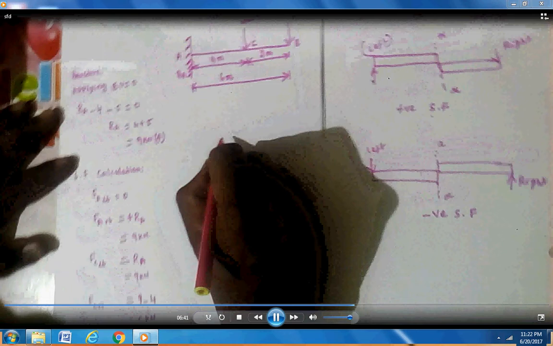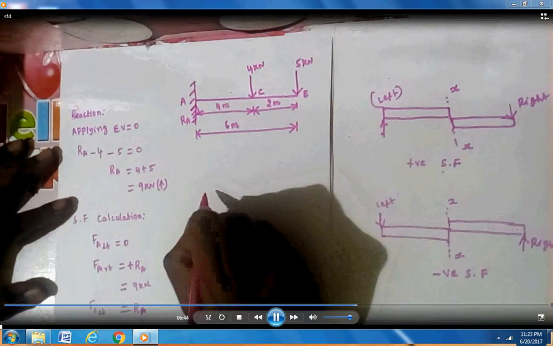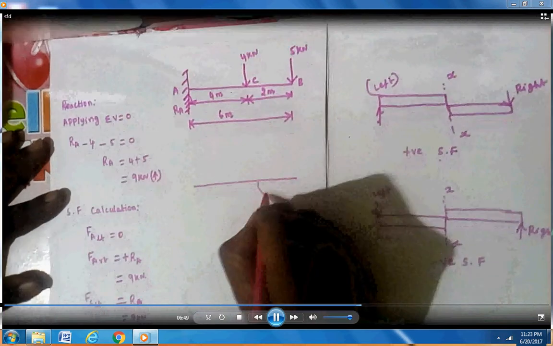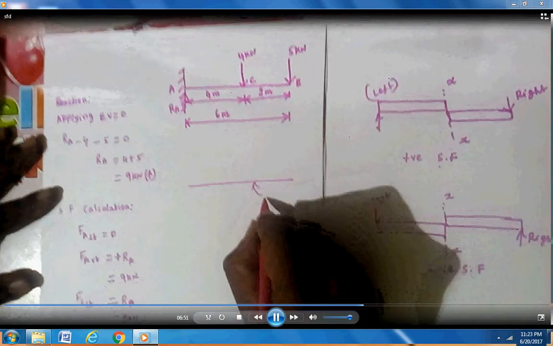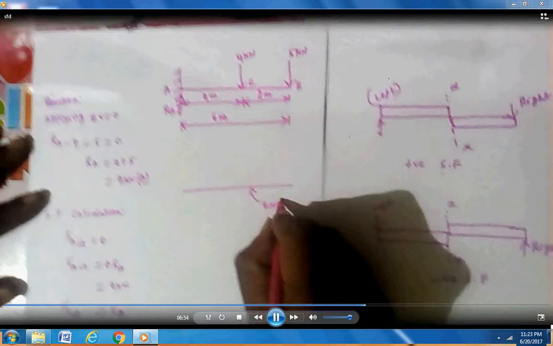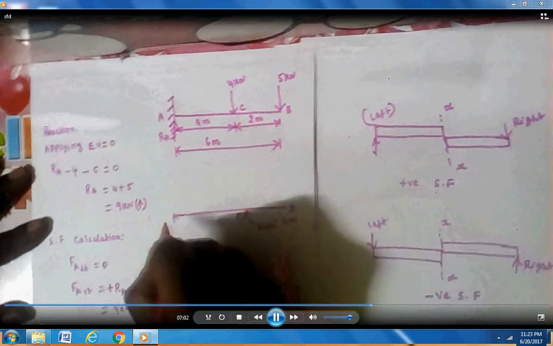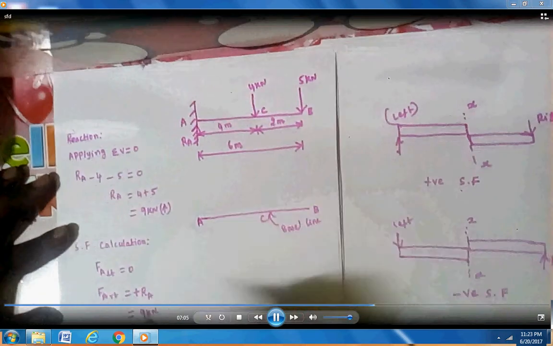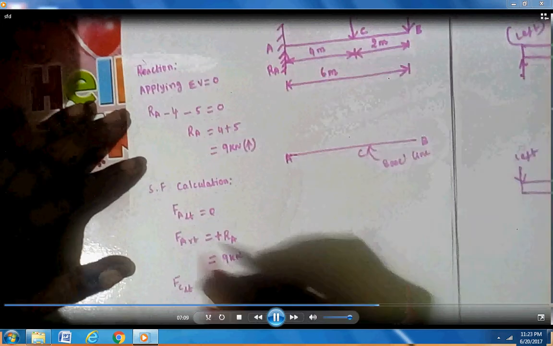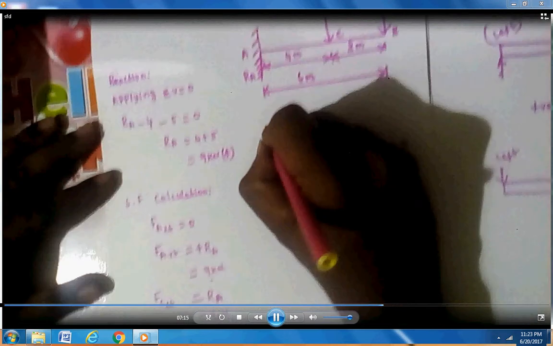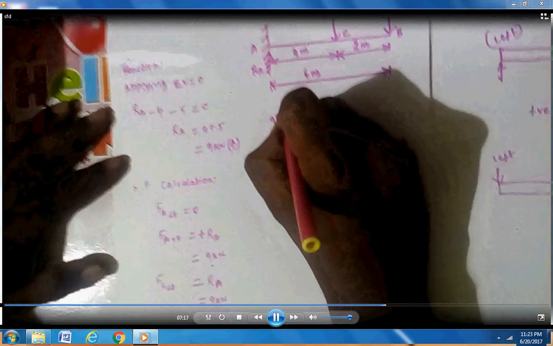Then to draw the SFD, first we need to draw the baseline. On the baseline the shear force is always 0. Above the baseline the shear force is positive, and below the baseline it is negative. Mark the points A, C and B. First A left, shear force is 0, so mark at the baseline. A right is plus 9 kilonewton, so mark above the baseline at A.